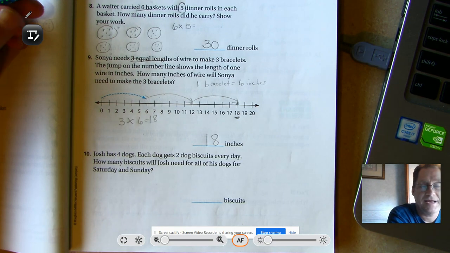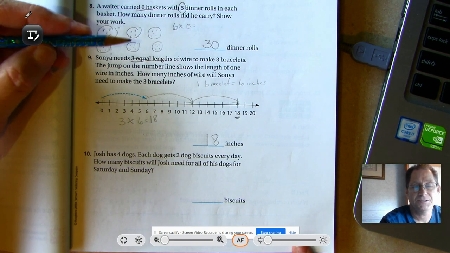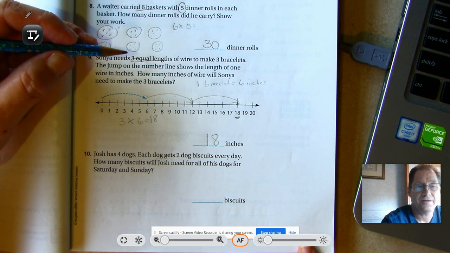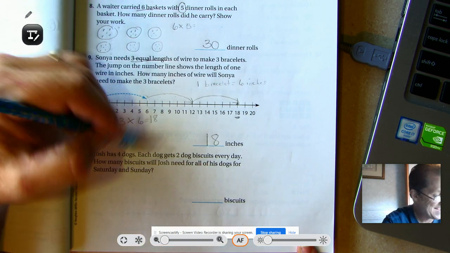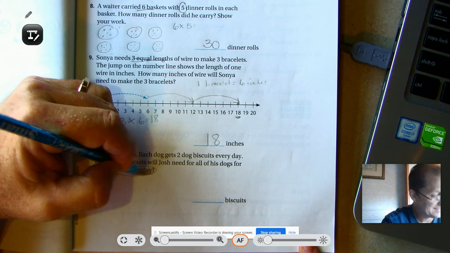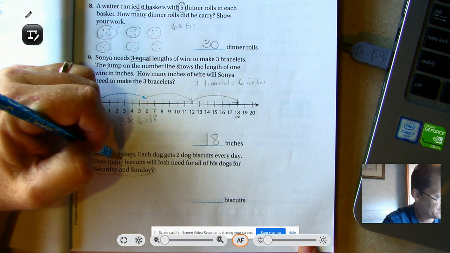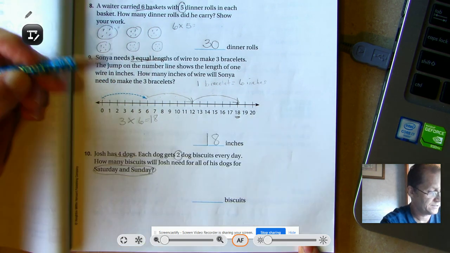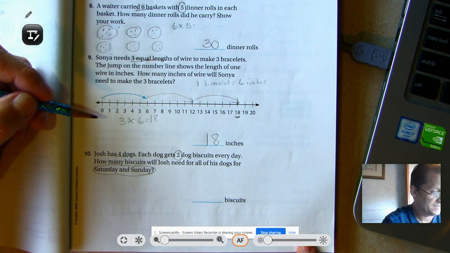Okay, Josh has 4 dogs. Each dog gets 2 biscuits every day. How many biscuits will Josh need for all of his dogs for Saturday and Sunday? Saturday and Sunday. He has 4 dogs, 2 biscuits every day.